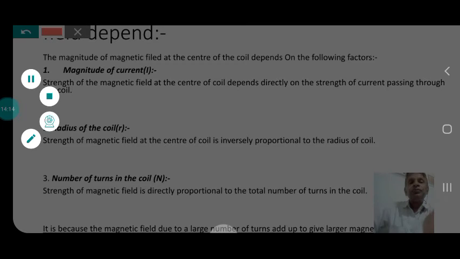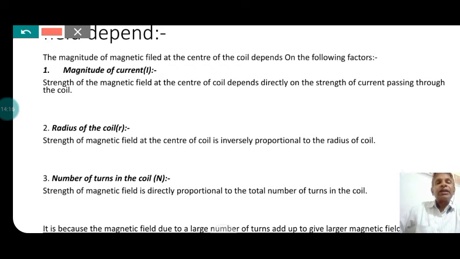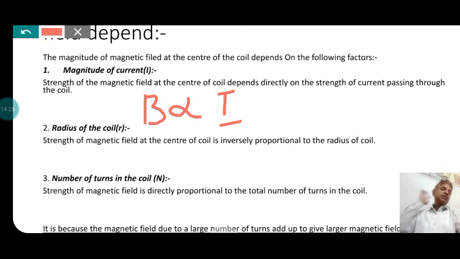the magnetic field B produced by a current carrying circular loop is directly proportional to the current I, as we discussed for the straight conductor. B is directly proportional to the amount of current. The second factor is the radius of the coil.